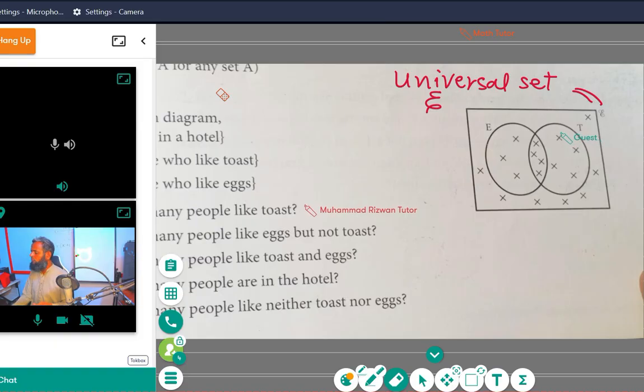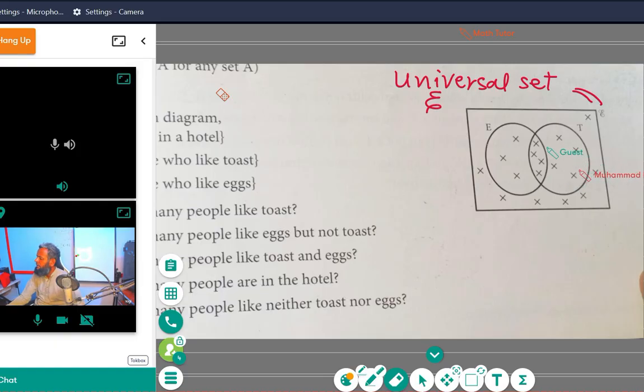Here names are not written, only their numbers are written. Clear? Okay, good, great. This is toast. These are not like toast. Full set elements you should count. They also like toast. Clear?